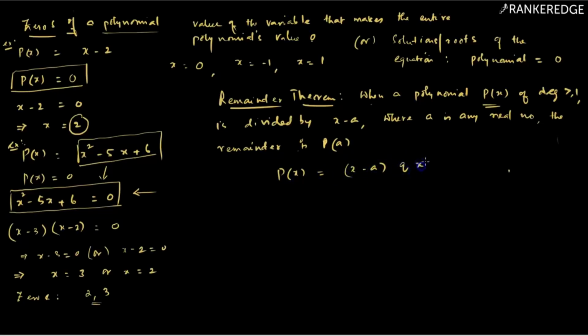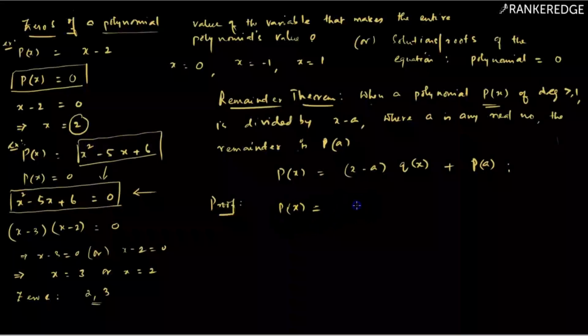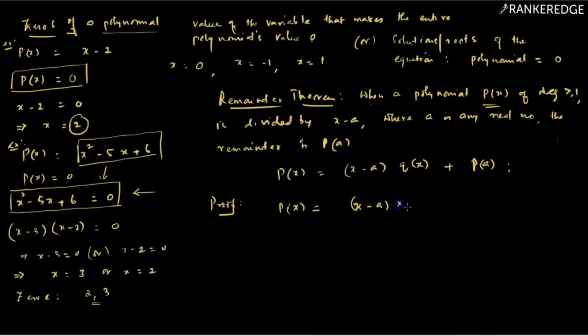I can denote that quotient polynomial by q of x, and I get a remainder which is nothing but p of a. This is what it is saying, right? If I have to prove this, where do I start? In general, I know the division rule for polynomials, which is the same as the division rule for normal numbers division. The dividend is equal to the divisor into quotient plus remainder.